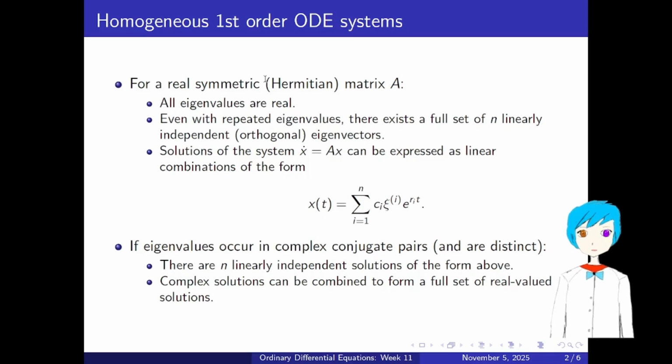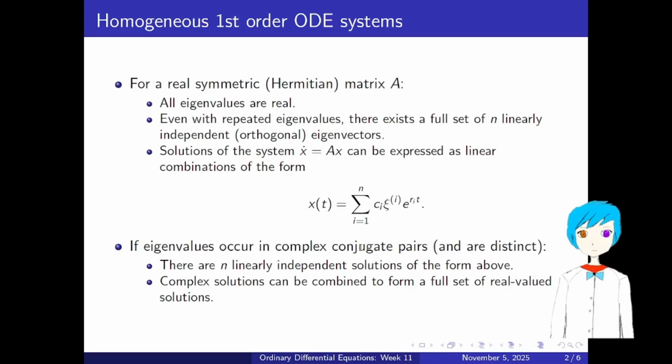So a specific case is the case when A is a real and symmetric matrix, which is also called a Hermitian matrix. In this case, all eigenvalues of A are real, and even with repeated eigenvalues, there exists a full set of n linearly independent eigenvectors. Therefore, the general solution for the system x dot equals Ax can be expressed as x as a linear combination of psi_i e^(r_i t), where psi_i is the eigenvector corresponding to the eigenvalue r_i.